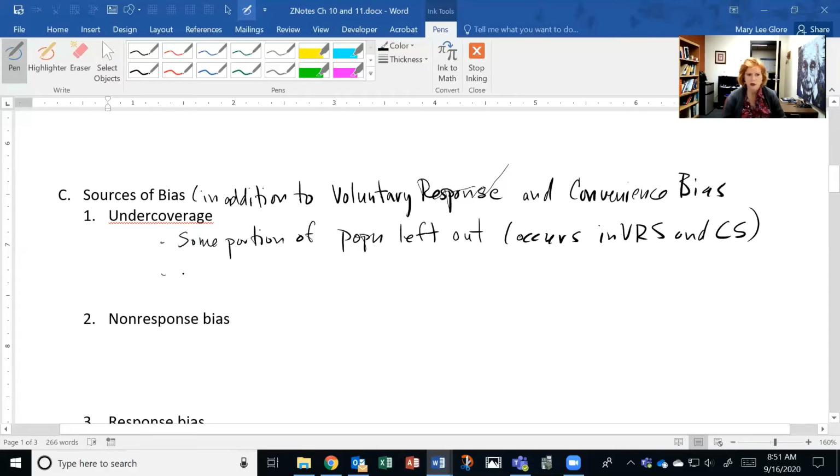People who don't have phones, although that's getting smaller and smaller now. All right, people without phones, people who don't answer phones. So even if you use randomization to pick phone numbers, there's a certain set of the population who wouldn't answer. And if that group who doesn't answer feels differently than the rest of the population, then your sample is going to be biased.